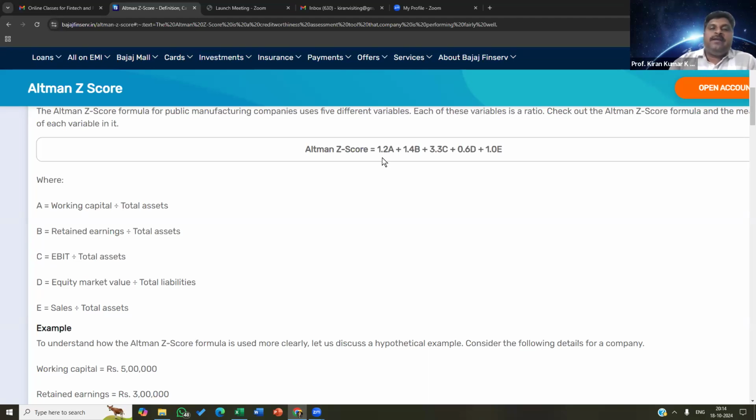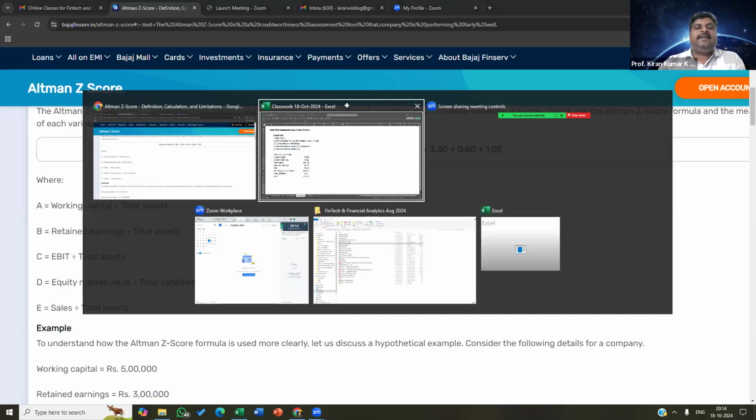Okay, how does it work? So you basically need to calculate 5 ratios based on the information we have, and all those ratios have to be multiplied with the coefficients given by the Altman: 1.2, 1.4, 3.3, 0.6, and 1. So this will give me one score for the company. Okay, let's first calculate that.